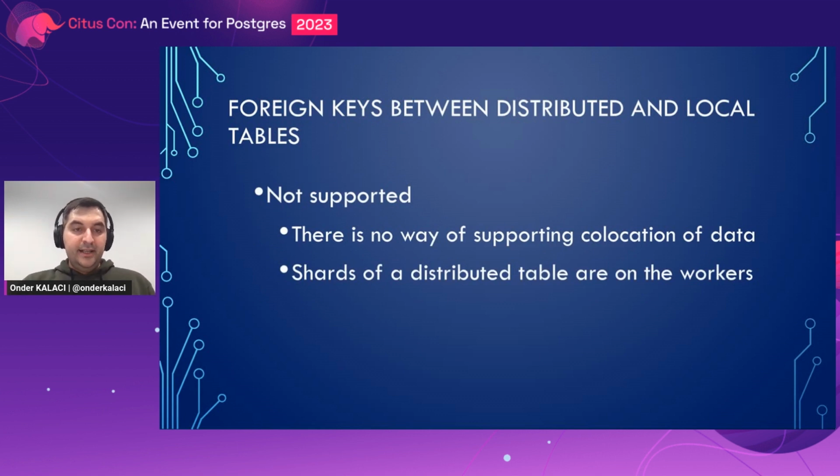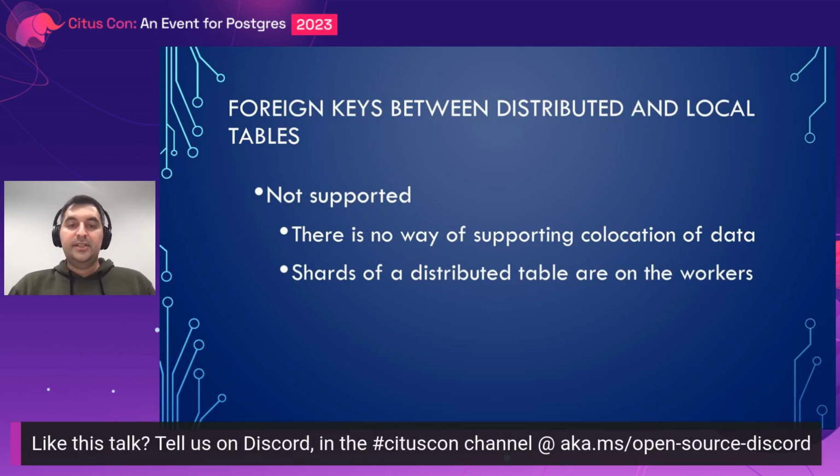Okay. Another interesting case is foreign keys between distributed and local tables. This case is completely not supported at the moment, because there's really no way of supporting collocation of the relevant data. The local tables are on the coordinator, the distributed tables are on the workers. So there's really no way to create such foreign keys. That's why Citus currently does not support foreign keys between local and distributed tables.